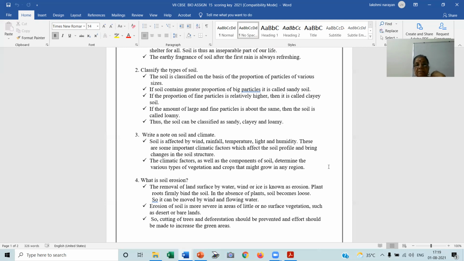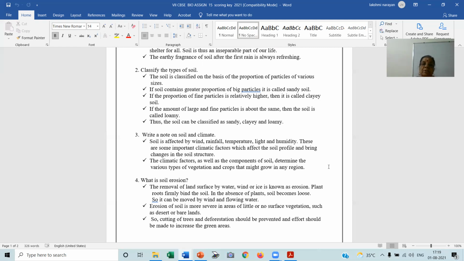And the climatic factors as well as the components of soil determine the various types of vegetation and crops that might grow in any region.